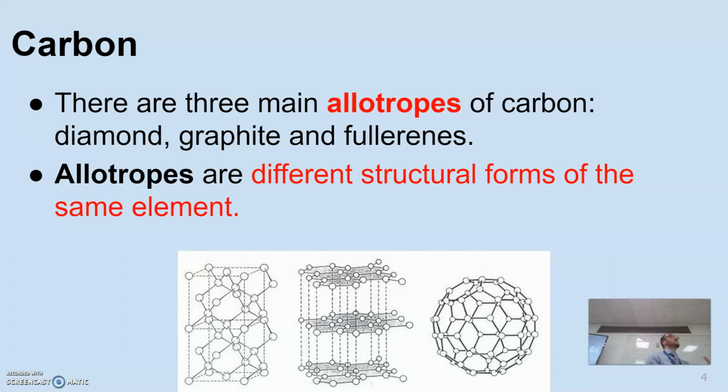So I guess it's similar to isotope. Sorry, isomer, right? Isotope is same element, different number of neutrons. Isomer, same molecular formula, different structure. Allotrope, same element, different structural forms. Yeah? Isomer is same molecular formula, different structure. We'll look at isomers later. You may have touched on that last year.